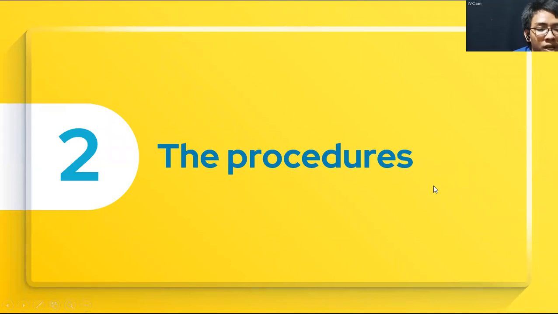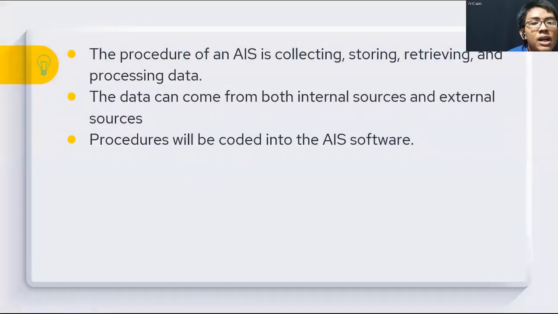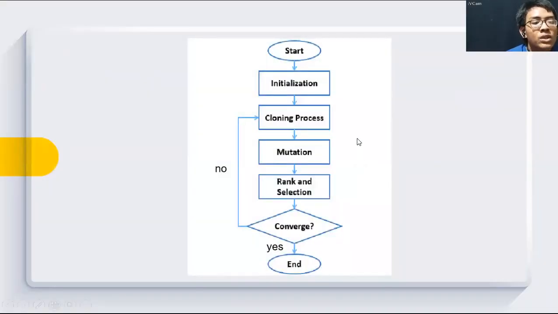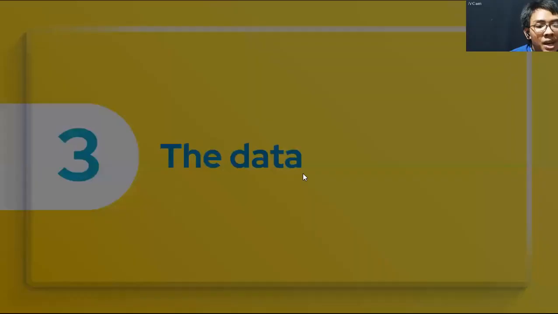This leads directly to my second point. The procedures of an AIS are collecting, storing, retrieving, and processing data. The data can come from both internal sources, e.g. employees, and external sources, e.g. customers' online orders. Procedures will be coded into the AIS software. This flow chart shows how the procedure works. From the start: initialization, cloning process, mutation, rank and selection, converge. If yes, go to the end, but if no, go back to the cloning process until the end.